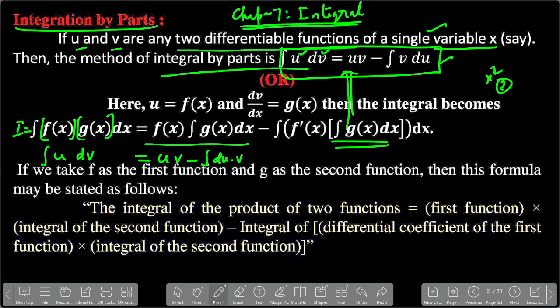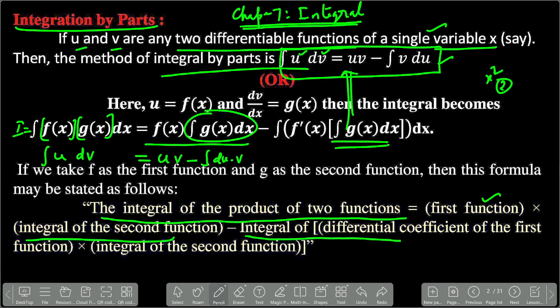So this is the formula for integral by parts. But what they have given in words: the integral of any product of two functions is the first function into the integral of the second function, minus the integral of the derivative of the first function into the integral of the second function. So this is a general explanation of integral by parts. When you are applying integral by parts, it depends upon the given function in the integration. What are the possible functions here?